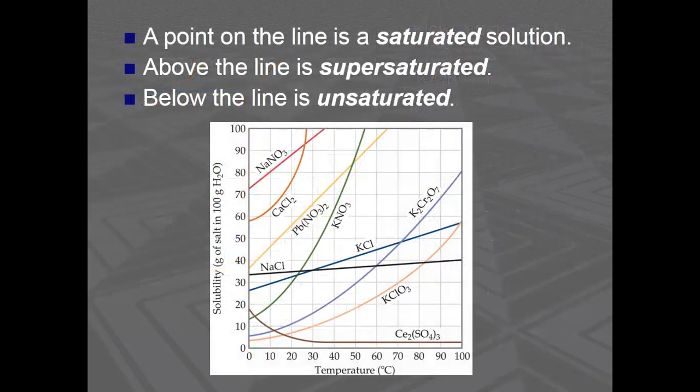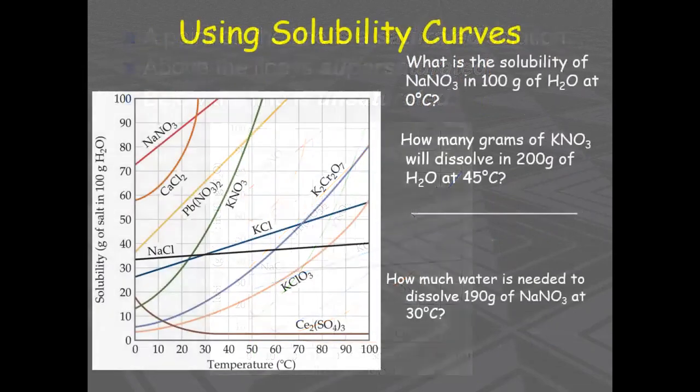A point on the line is a saturated solution. Above the line is supersaturated. Below the line is unsaturated. Using solubility curves, what is the solubility of NaNO3 in 100 grams of H2O at 0 degrees? It is 73 NaNO3. This is the NaNO3, okay, at 0 degrees, okay.